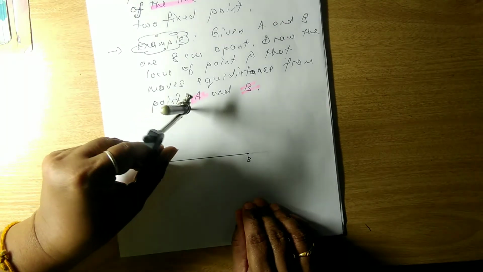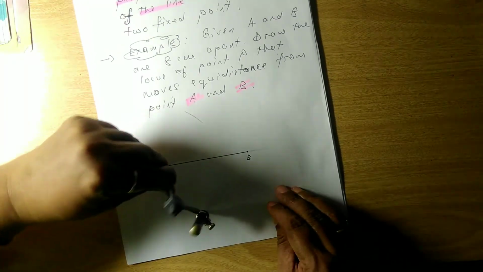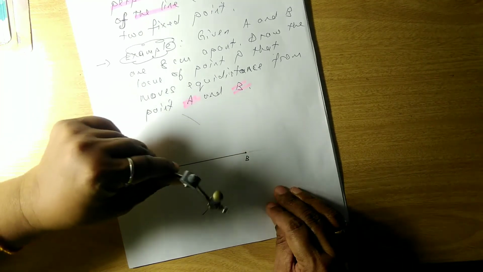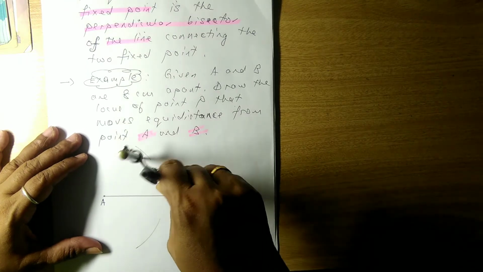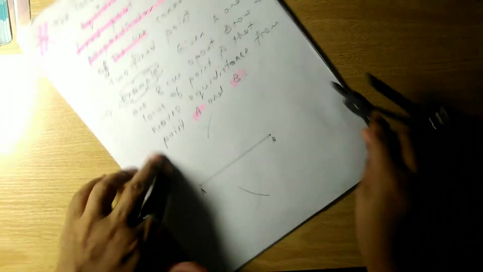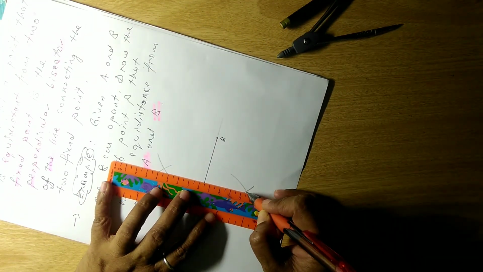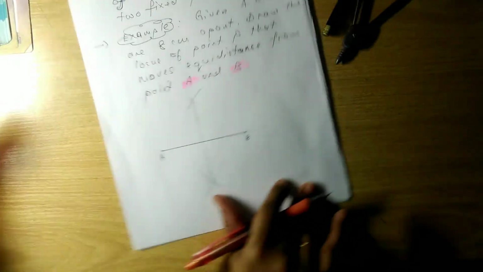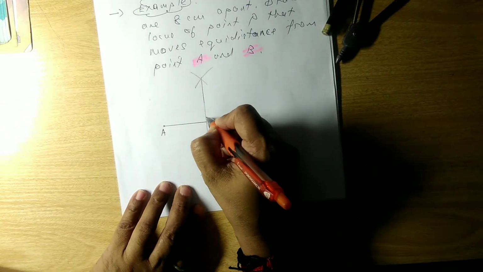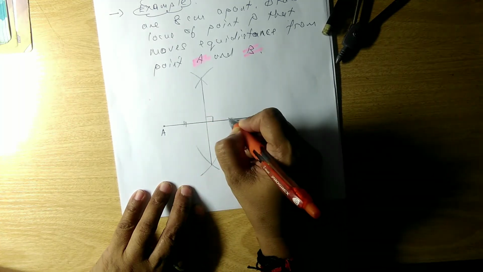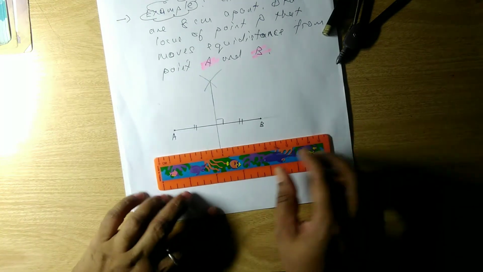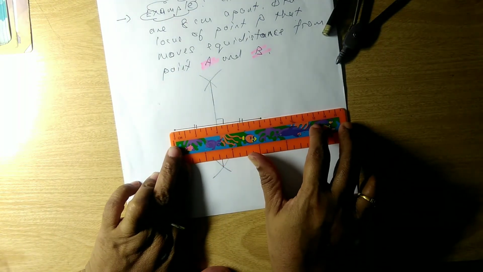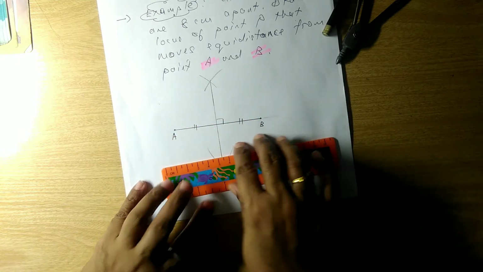So stroke, and stroke. Here and here. When we connect the two points, what you get is a perpendicular bisector, and this is 90 degrees, and both sides will be the same. If you measure, it's about 4 cm each. So 4 cm and 4 cm, the length is the same.